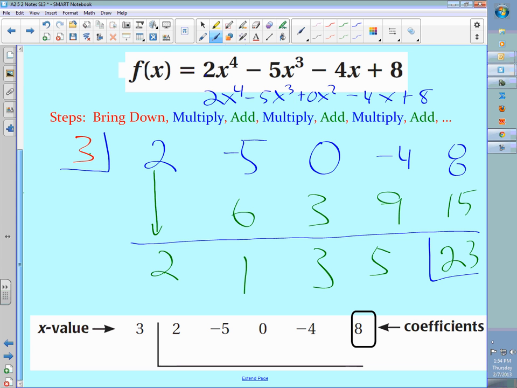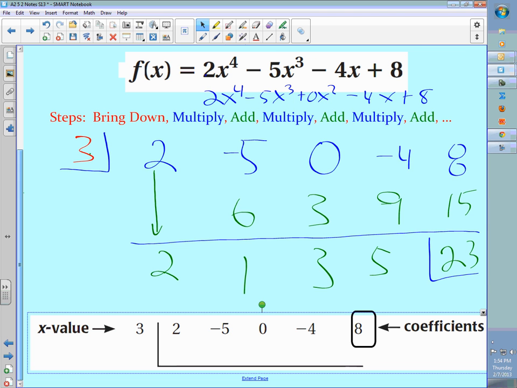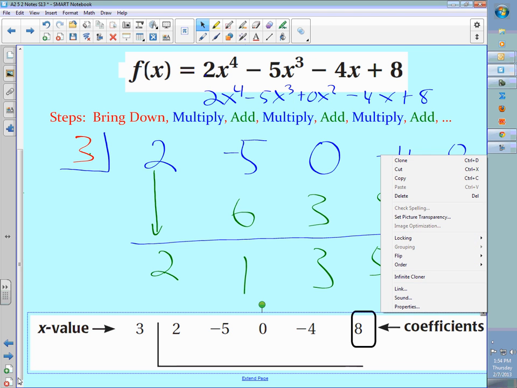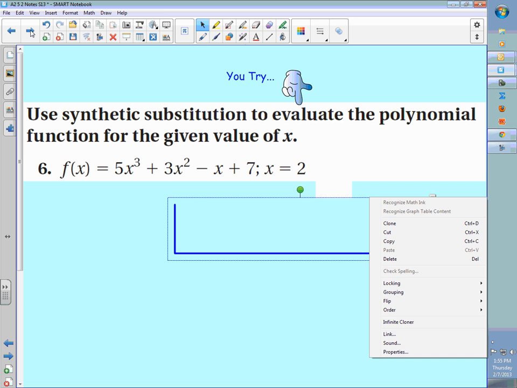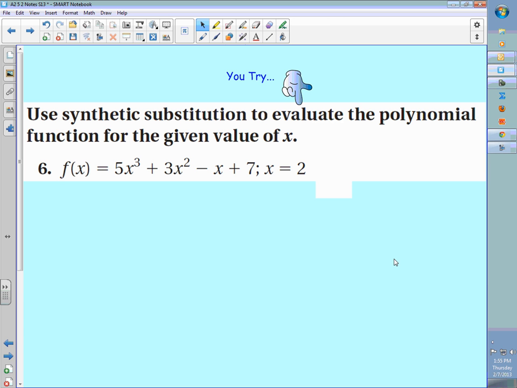Are we good on this? All right. Let's see. All right, so let's try this one. We're going to do synthetic division. You can try it right now. This one's a little bit different.